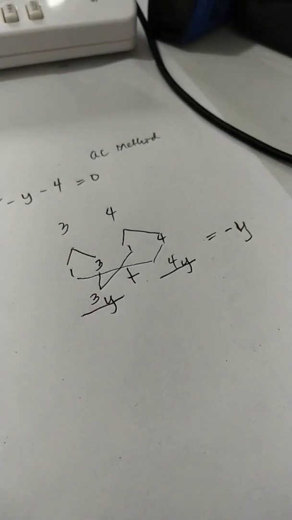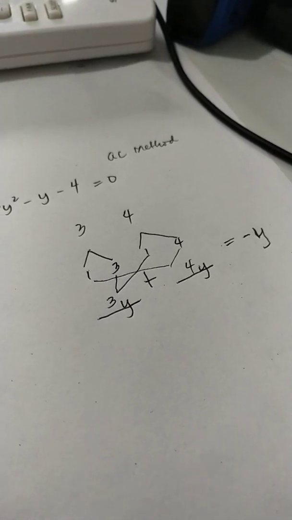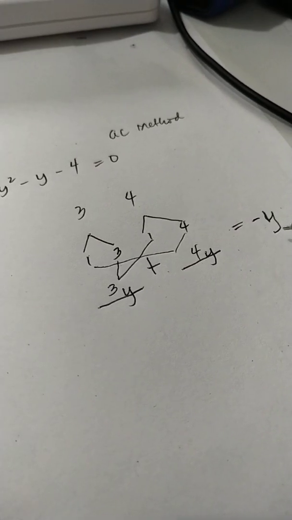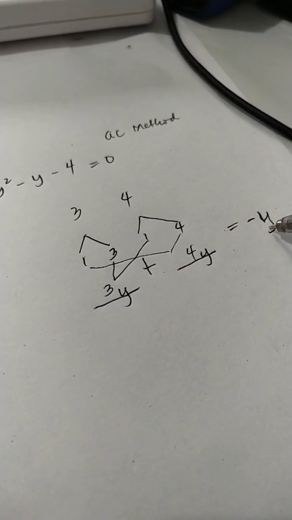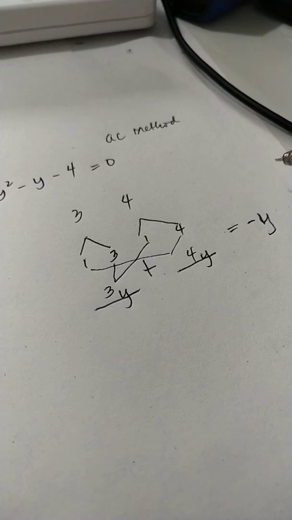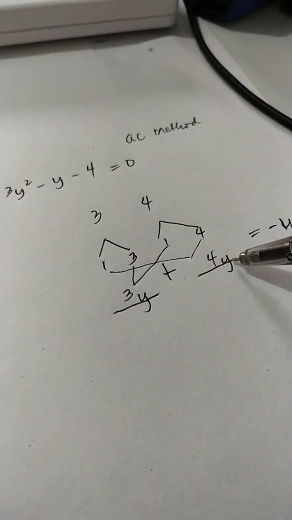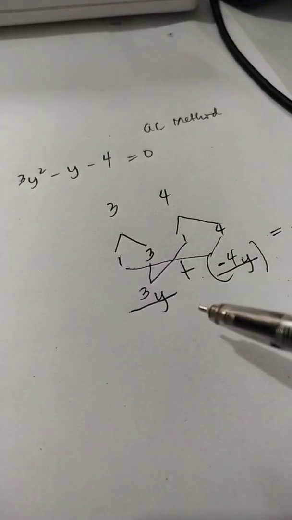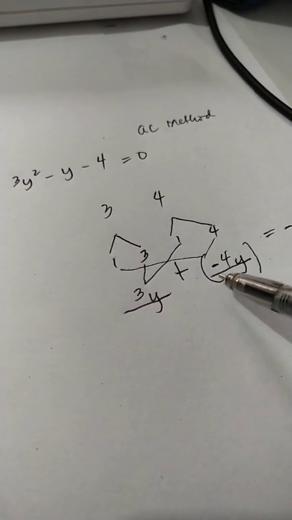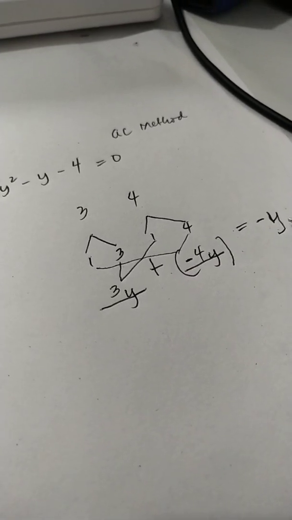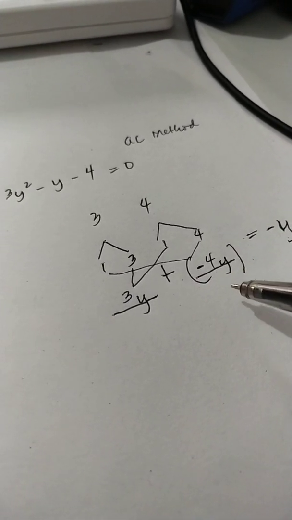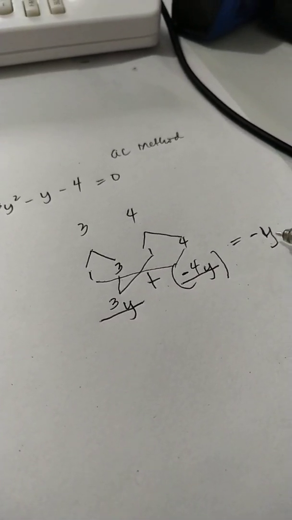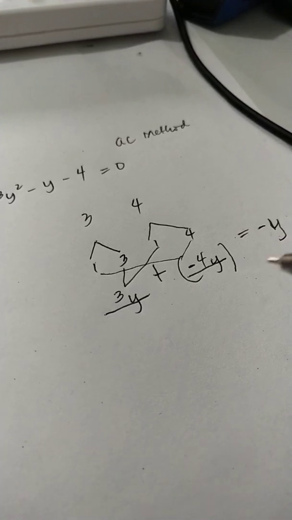So, this sum is telling us that one of these numbers must be negative and the larger one must be negative. The larger is 4y. It should be negative. So let us check. 3y plus negative 4y. Is it negative y? Yes. So we got the correct numbers to be added in order to get the middle term, which is negative y.